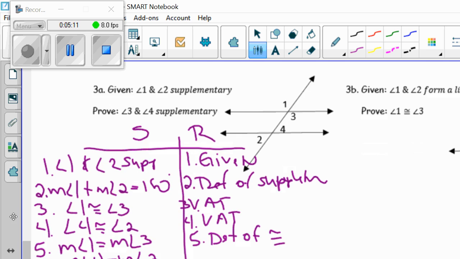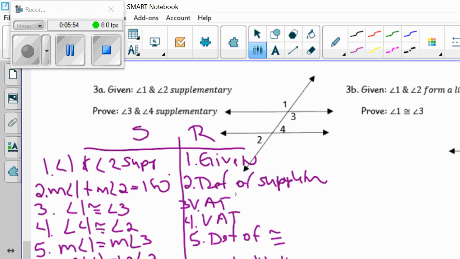Now let's see. If I go back up here to statement number 2, measure of angle 1 plus measure of angle 2 equals 180, and I replace measure of angle 1 with measure of angle 3, since I say that they're equal, plus the measure of angle 2, I'm going to replace that with measure of angle 4 equals 180. That's substitution. And again, I had to change to equals so that I could use substitution. Now I have that measure of angle 3 plus measure of angle 4 equals 180. I can now say angle 3 and angle 4 are supplementary. The reason: definition of supplementary.